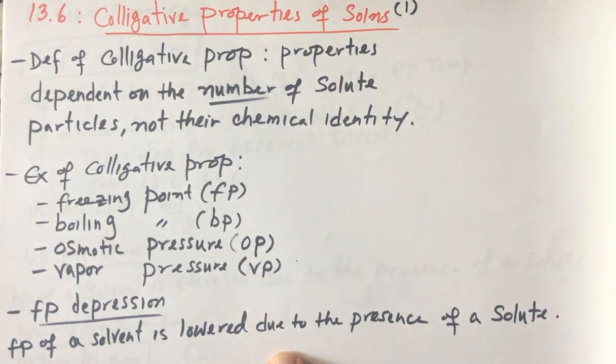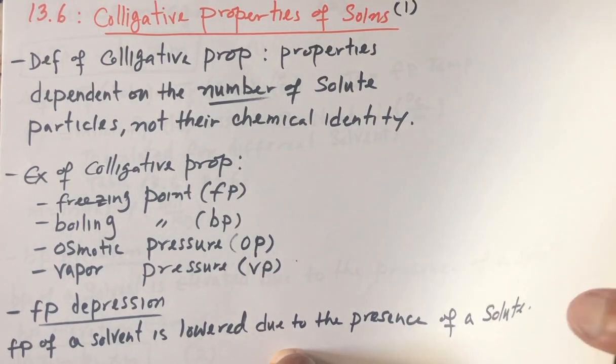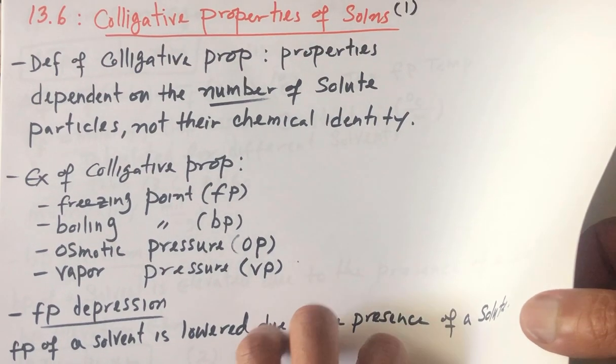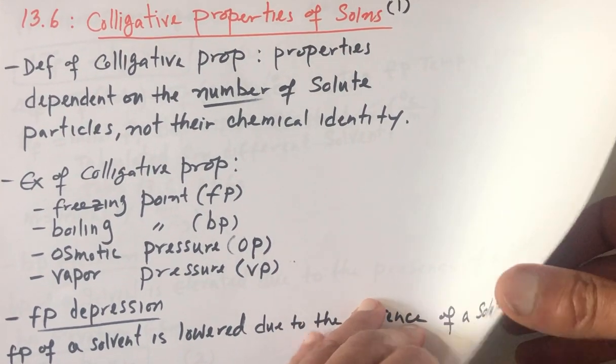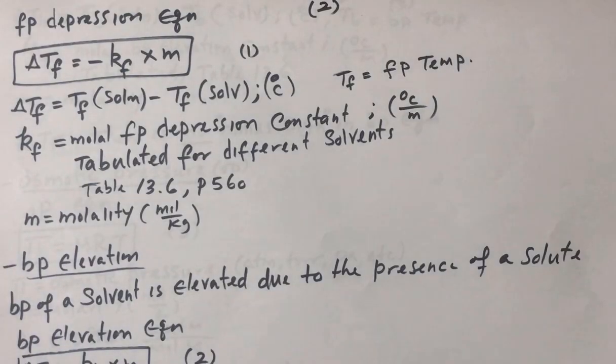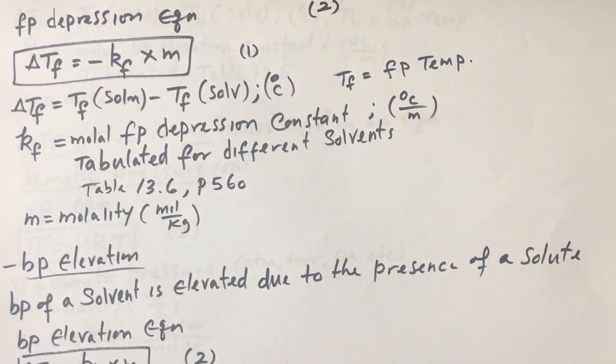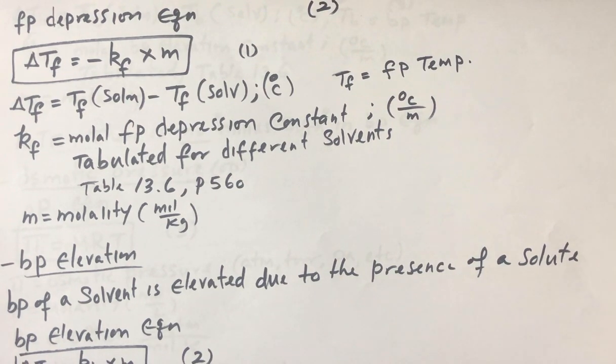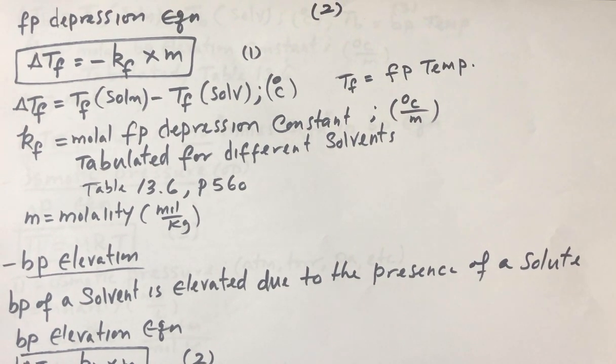So let's go to the next page. Now, the freezing point equation that we need to use for solving some of the problems is given in equation 1. Delta TF is equal to minus KF times m.